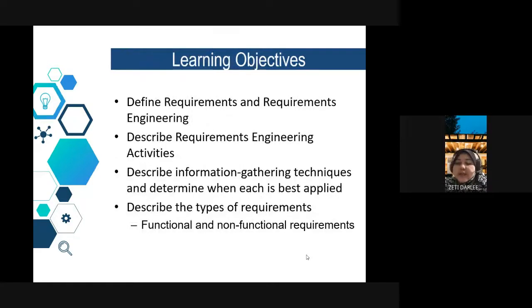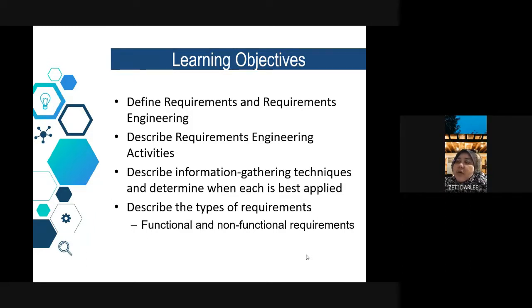So kena biasa dengan term functional and non-functional requirements, because lepas ni kamu akan belajar subjek-subjek seperti ISP550, lepas tu apa lagi, mana yang berkaitan dengan system development, FYP. So you have to able to capture at least the functional and non-functional requirement for the development. Okay.